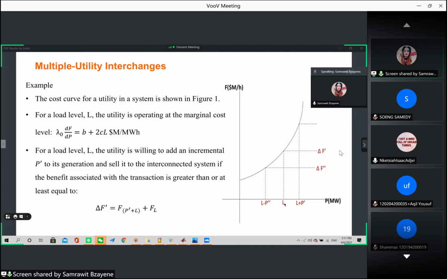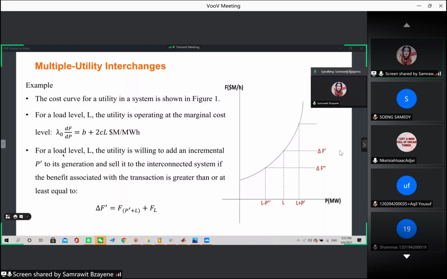This L is the load level. For a load level, the utility is operating at a marginal cost level, which is lambda naught, df by dt, equal to d plus 2c, in the net cost of dollars per hour. This d and c are the cost function. So when we say the marginal cost level, we can find it as a function of the total cost of production, which includes fixed and variable costs. That is this one, the marginal load cost.